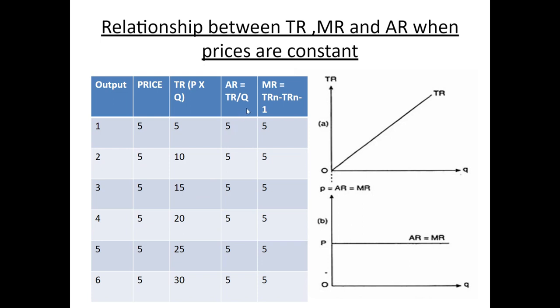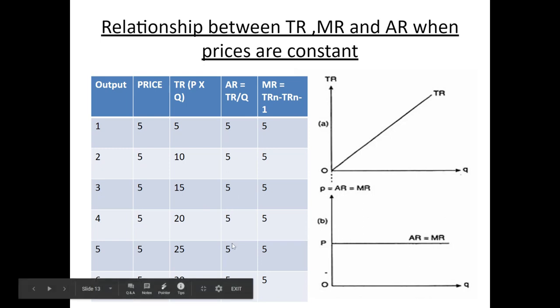The average revenue has been calculated by dividing total revenue with the quantity. So 5 divided by 1 gives us 5. 10 divided by 2, 5. 15 divided by 3, again 5, and so on.